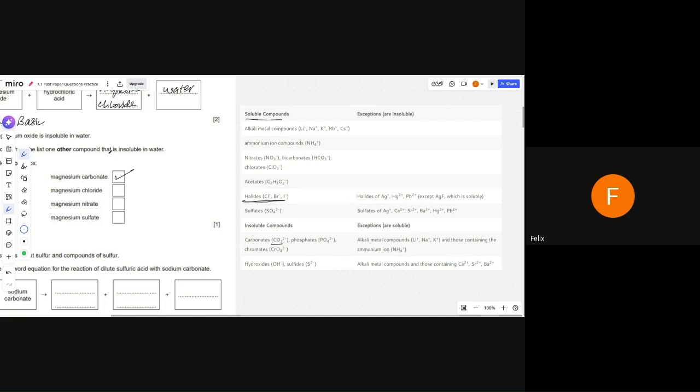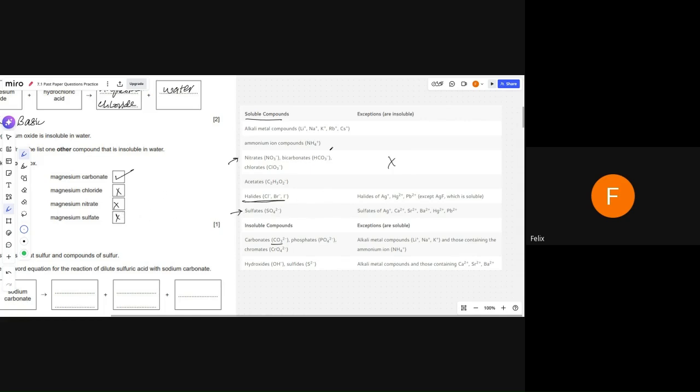So we are looking for something that is insoluble in water. So magnesium chloride is soluble, and that's how we know that it is soluble. Now magnesium nitrate, all nitrates are soluble without any exceptions, right? So this is also soluble. And now magnesium sulfate. So where is sulfate in this list? Here, right? So it is soluble, but if it is appearing with silver, calcium, strontium, barium, or lead, then it will be insoluble. But magnesium is not in the list, right? So magnesium sulfate will be soluble.